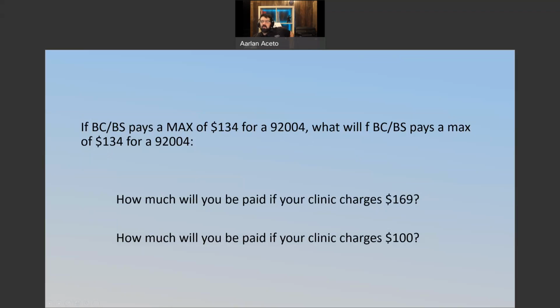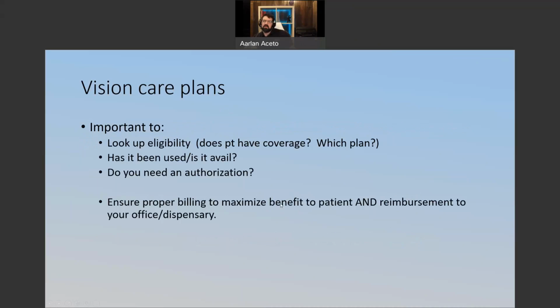But if you only charge 100 and they pay up to 134, they're not going to pay the full 134. They'll only pay what you ask them for. Same thing for a frame. If they pay $29 for a frame and you charge them $200, they're only going to pay you $29. If you charge them $20 and they pay up to $29, they're only going to pay you the $20. So you should at least take this into account when you set your prices.